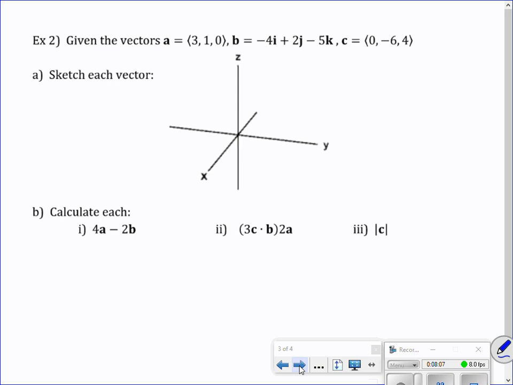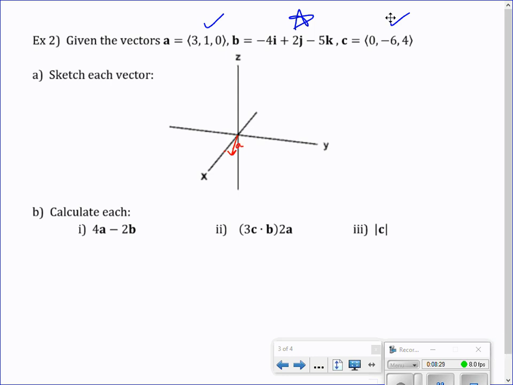All right, moving right along, just a little bit more. So I'm given these vectors now. So I have 2 of them in component form, and this guy right here in standard form. So I'm just going to sketch each one. So vector A, let's see, 3, 1, 0. So I'm going to go forward 3 to about there, then over 1, and then nothing. So here is my vector A.